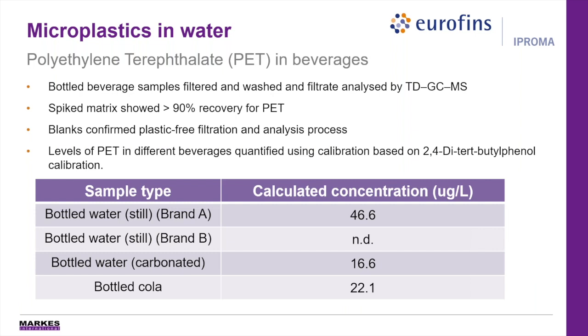Now, the next step was to look at the level of PET in different beverages, which can be quantitated using this quantitation compound. And they've got 4 different sample types here. There's 2 bottled waters from different brands, a carbonated bottled water, and also bottled cola. And we can see here that apart from one of the bottled water standards, PET has been detected at concentrations of micrograms per litre in each of these samples.